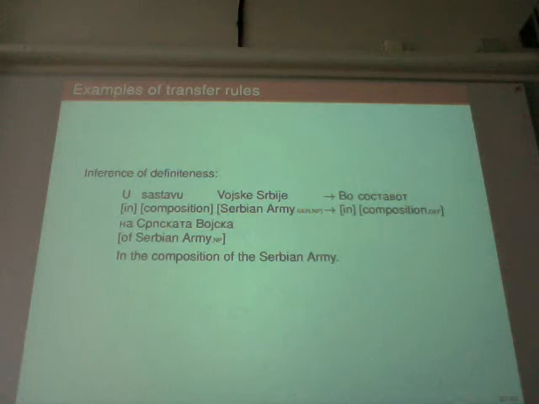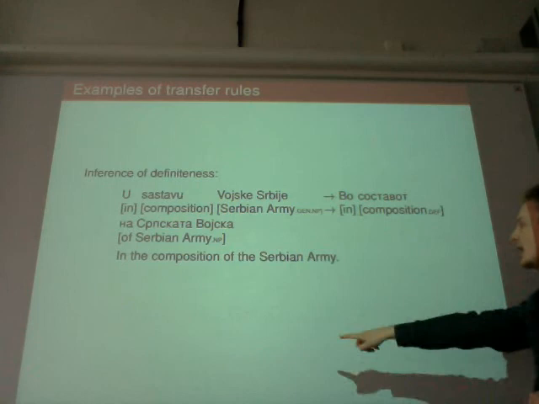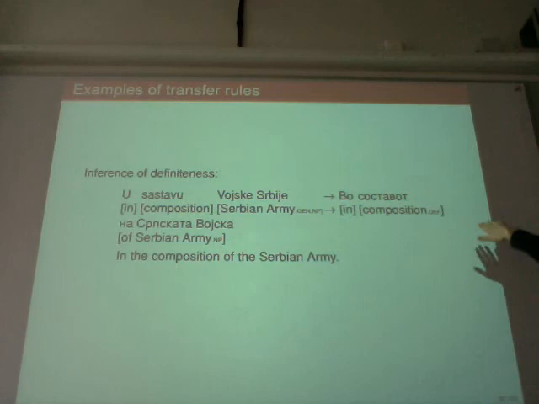So, one of the big issues here was the absence of a definite article in Serbo-Croatian. It's very difficult to tell when to put the definite article in Macedonian. We came up with a few tricks, this is one of them. So basically you have "in composition of the Serbian army". The Serbian army is a proper noun in genitive, and the composition is just a noun. So in these cases we infer that this noun is always definite.